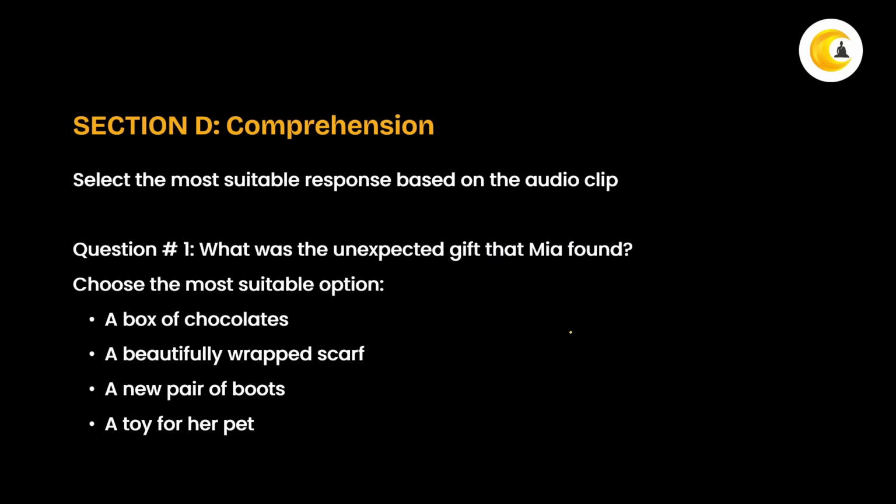Now that you have heard the audio, it basically talks about an unexpected gift that Mia found, right? So the first question says, what was the unexpected gift? Was it a box of chocolate, a beautifully wrapped scarf, a pair of boots, or a toy for her pet? It was a beautifully wrapped scarf, right?